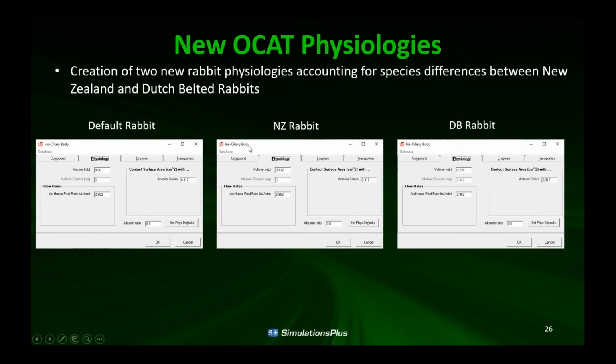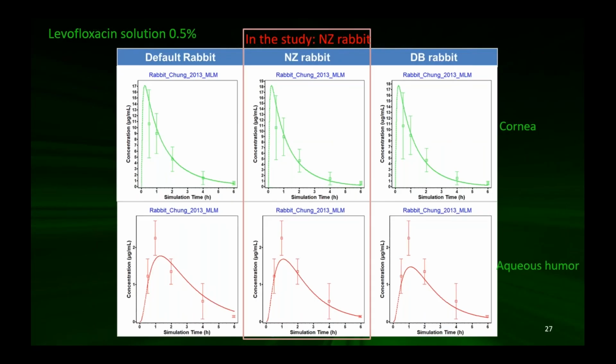For this ICB compartment, you can find significant differences in the volume, tissue volume, and also the melanin content. The Dutch belted rabbit has a significantly higher volume and melanin content, because their eyes are much bigger compared to the New Zealand rabbit. I just show one example in this ICB, but at the different locations, all this physiology will be different based on the species difference.